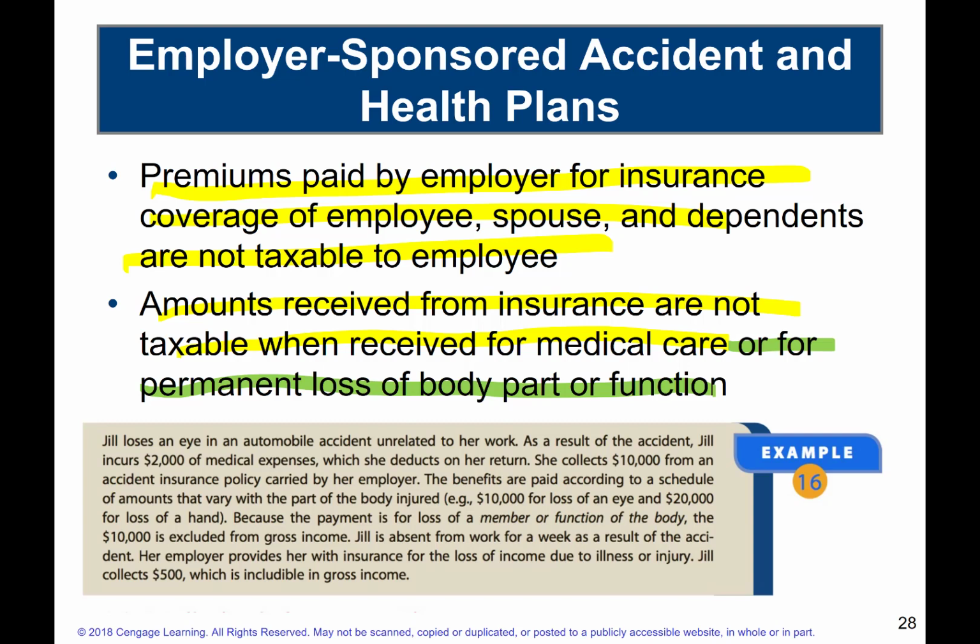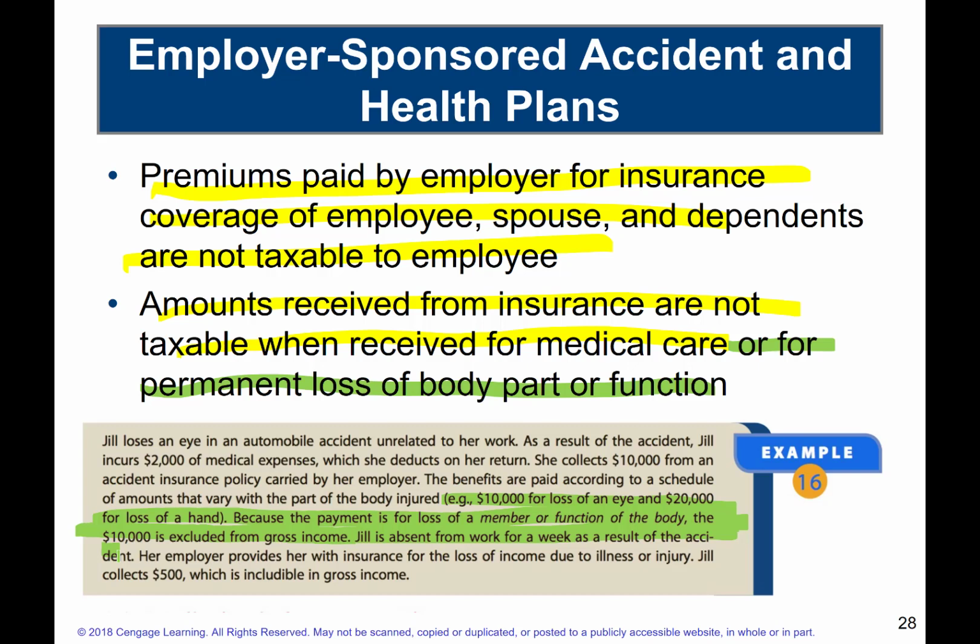The benefits are paid according to a schedule: $10,000 for a loss of an eye, $20,000 for a loss of a hand, etc. Because the loss is for a member or function of the body, the $10,000 is going to be excluded from gross income. And notice that it doesn't matter that the $2,000 medical expenses aren't taken off of that $10,000, even though she deducted them. They're seeing that as compensation for the fact that you lost a body part, and they do not tax that.